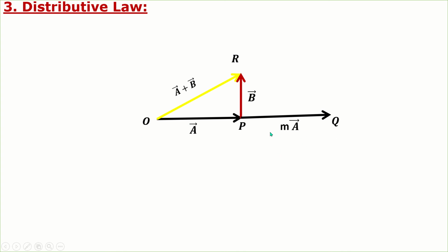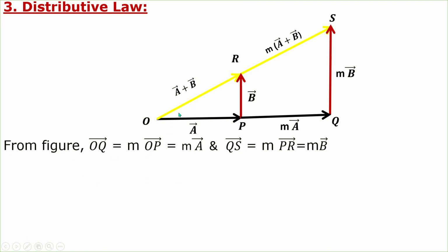That means this is equal to m a vector, and this and this are parallel, so this will be a scalar multiple of b vector, and this is denoted by mb vector. This and this, their support lines are the same, so OS or RS is equal to a scalar multiple of this. That means m into a vector plus b vector.